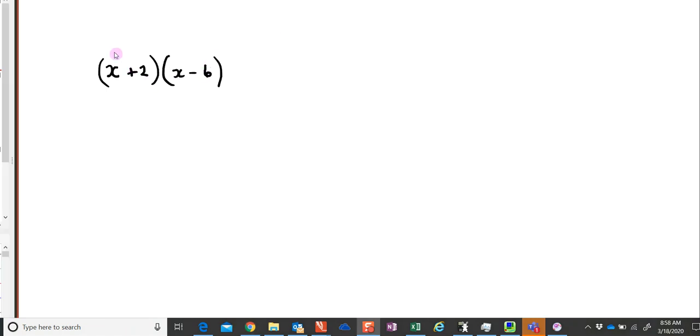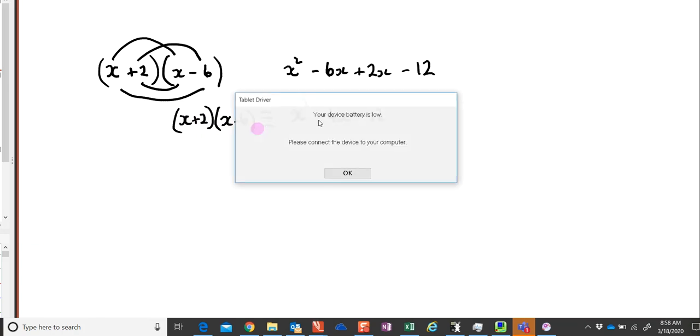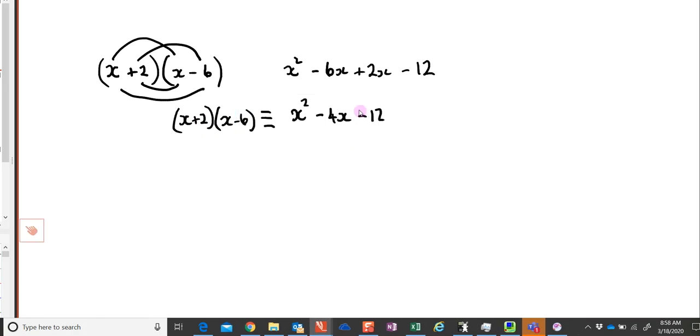So just to confirm, so we did it like this before. So x squared, subtract 6x, plus 2x, subtract 12 gives me x squared, subtract 4x, subtract 12. So there is our identity. That and that mean the same thing. Okay?